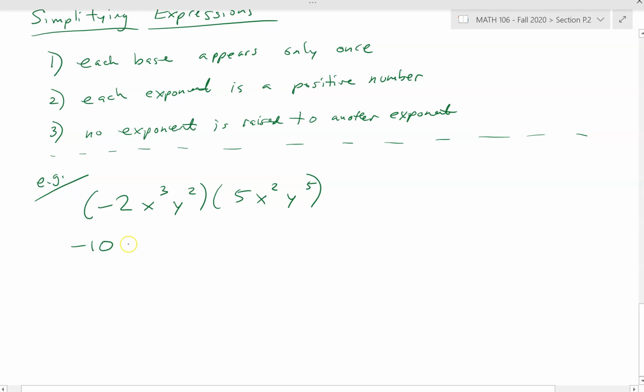And how about x? What's my x term going to be? Yep, 5, because we're adding the exponents because we're multiplying. And then how about for y? Right, again, we're multiplying, so we're adding, so 2 plus 5, so we're going to get 7. So this would be my final answer.